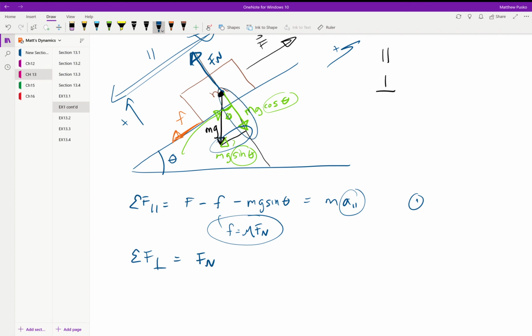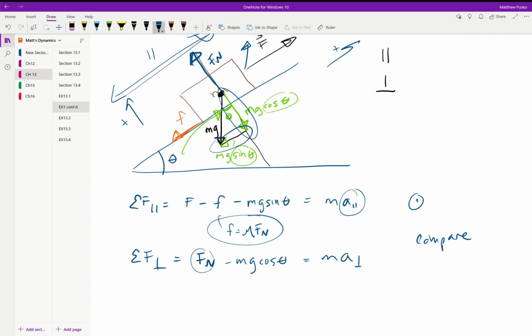We have this mg cosine theta pointed down. And that's it. That equals mass times the acceleration in the perpendicular direction. Now we should compare if there's any lifting force. For instance, if F lifted up, it would alleviate some of that frictional force too. That would all come out of the problem though, automatically.